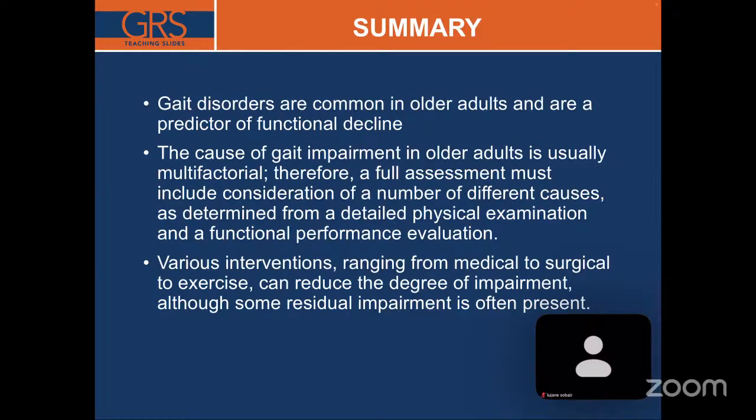So while taking the history or doing the physical exam or assessment, we have to keep in mind that we are looking for the cause as determined from a detailed physical exam and or functional performance evaluation. And we have to keep in mind also various interventions ranging from medical, surgical, exercise, mobility aids. They can all reduce the degree of impairment, though some residual impairment is often present.